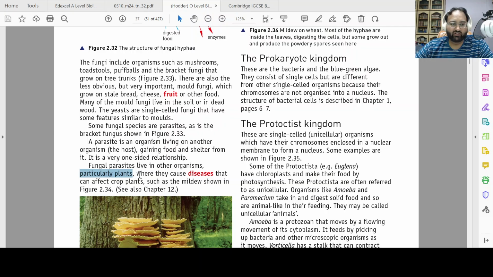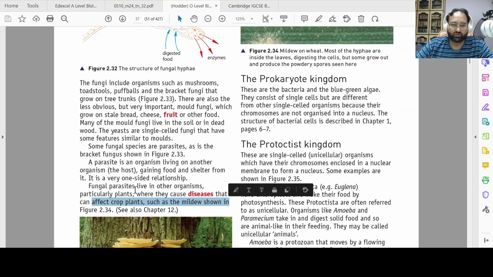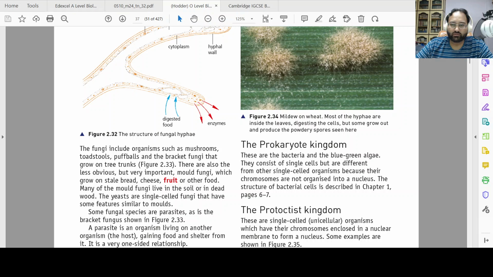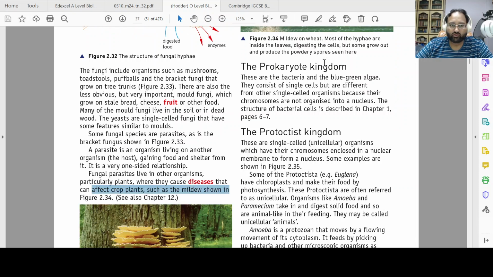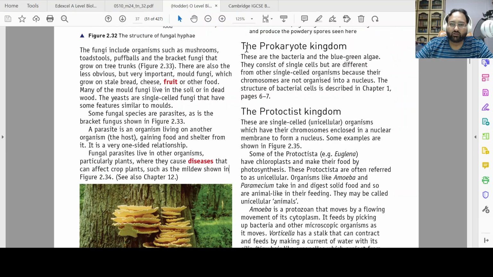There are a lot of fungi that infect plants, as they're saying over here. They cause disease that can affect crop plants, such as mildew, shown in figure 2.34. So this one over here is growing on a wheat plant, and we're done with the fungi. Do you have any questions? There's not a lot to know again, just reading from the text. It says fungal parasites live in other organisms, particularly plants, where they cause diseases. So, who's they? Is it talking about the fungus? Yes, the fungus is causing disease. Oh, okay.